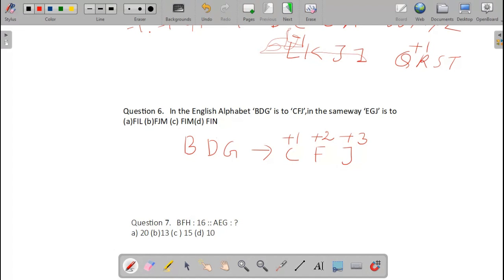So here similarly, E, Z, J. What is plus 1? It will be F. Then G, H, I. It will be plus 2. Then J, K, L, M. It will be plus 3. F, I, M. See here, option C is F, I, M. That will be the correct answer.